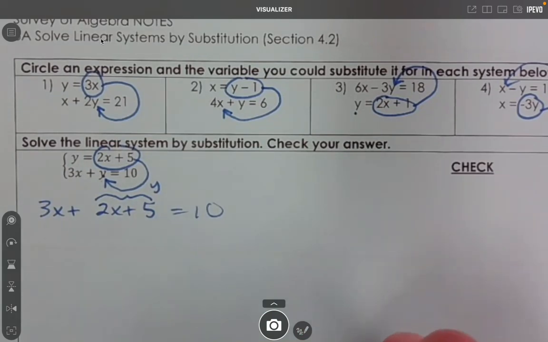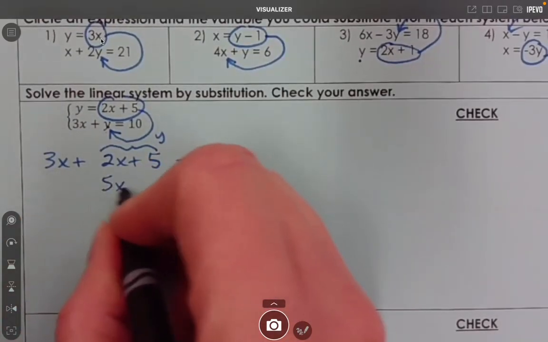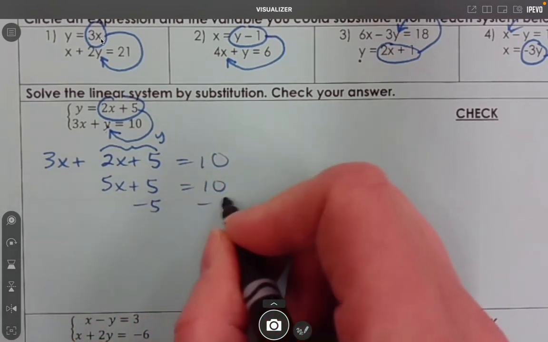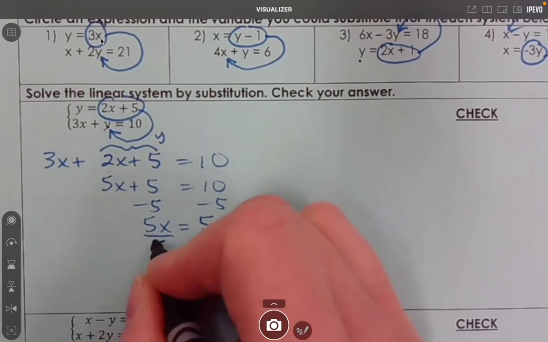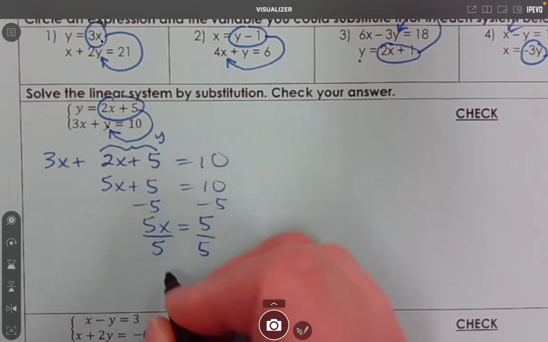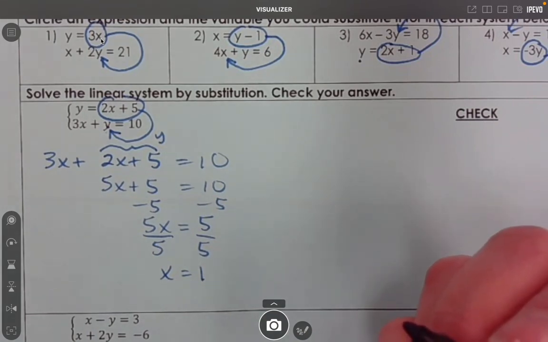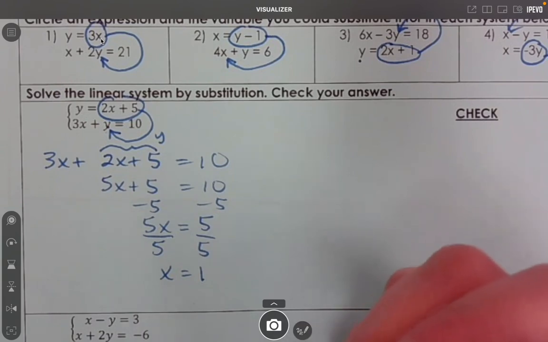So I've replaced it. Now to solve, I have to think about my solving steps. 3x and 2x make 5x plus 5. Then we subtract 5 on both sides. 5x equals 5, divide by 5. This is where your solving steps are going to be really important. If you've been sloppy with your solving steps, it's going to make these a lot more difficult. Now I need to go back and find my second letter.